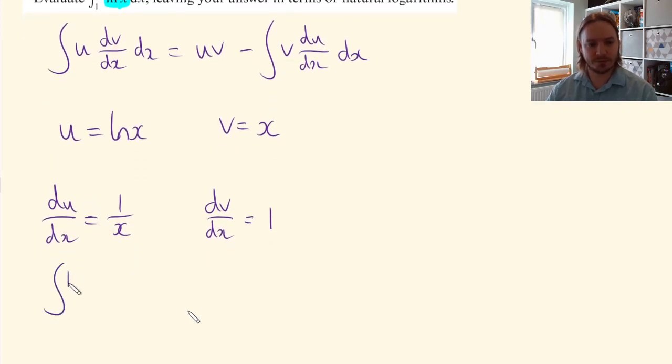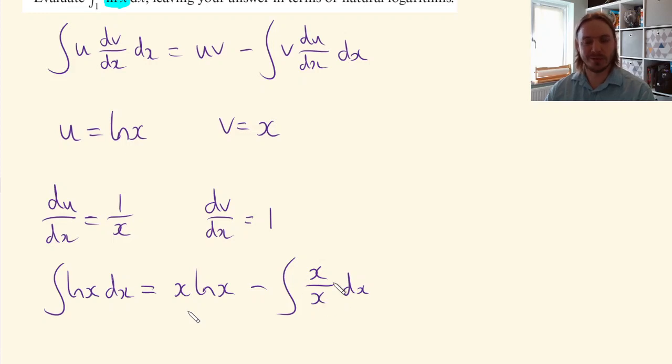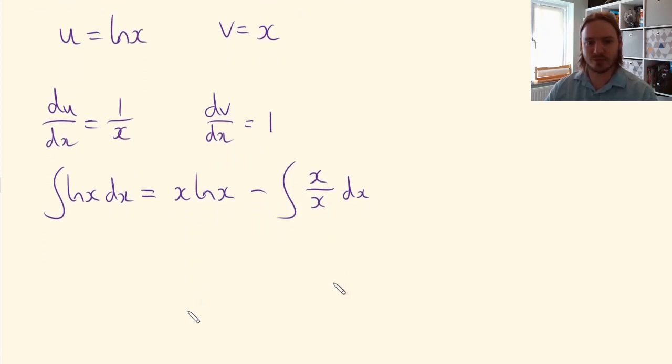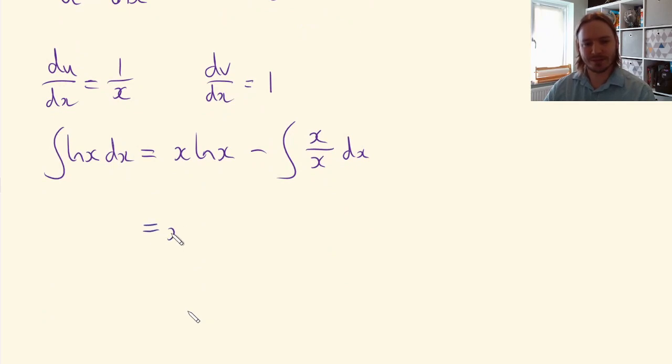So the integral of natural log x is uv, which is going to be x ln x, minus the integral of v du by dx, so x multiplied by 1 over x, so x over x. Oh, that's just 1. So that's very easy because I need to integrate 1 again. That's not too hard. So this is x ln x minus x plus some constant. So I've done that in general, but I also now need to do it as a definite integral. I need to apply my limits.